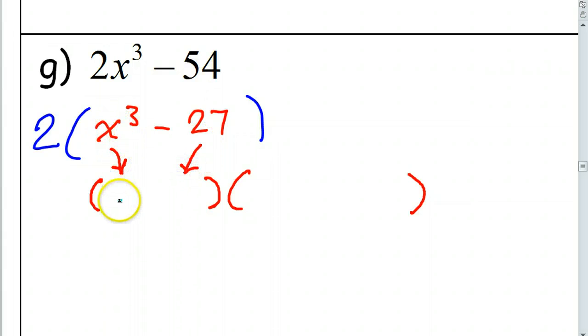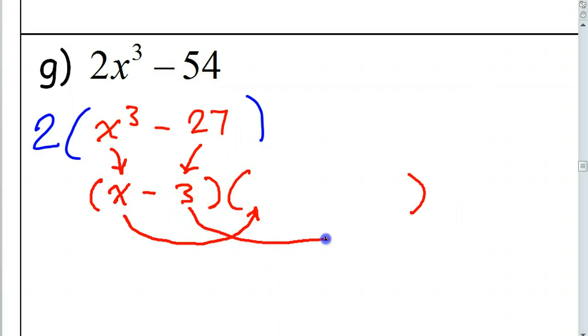So the cube root of x to the third power is x. Now let's bring down that minus. The cube root of 27 is 3. So that's where the binomial comes from. Now the trinomial comes from squaring these two terms. That will give us the beginning and the end.